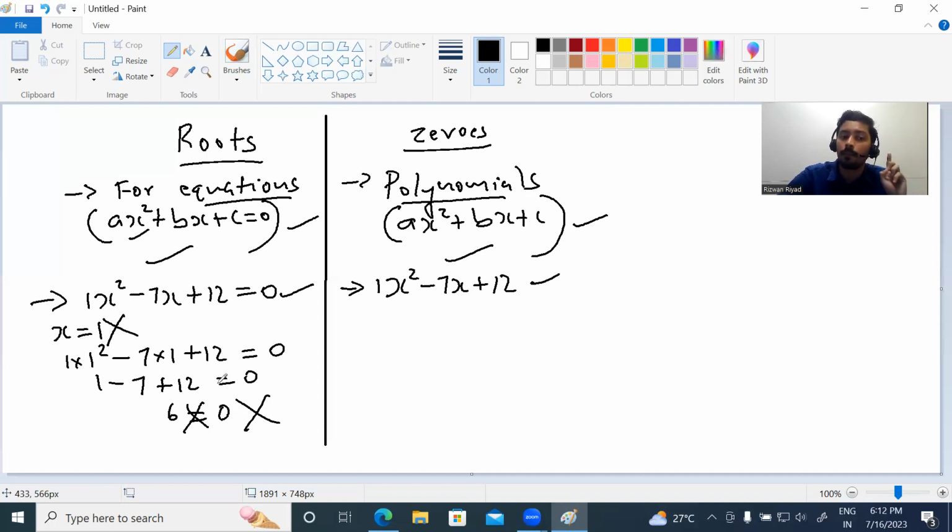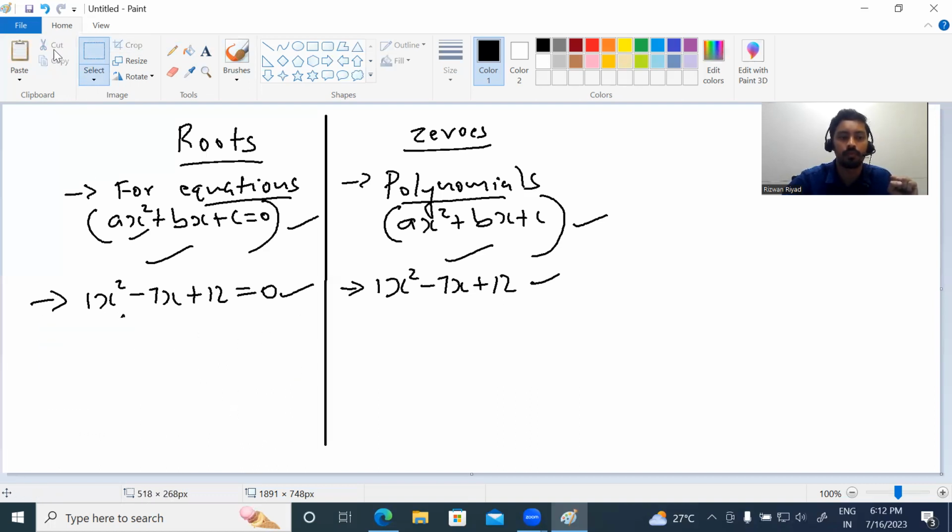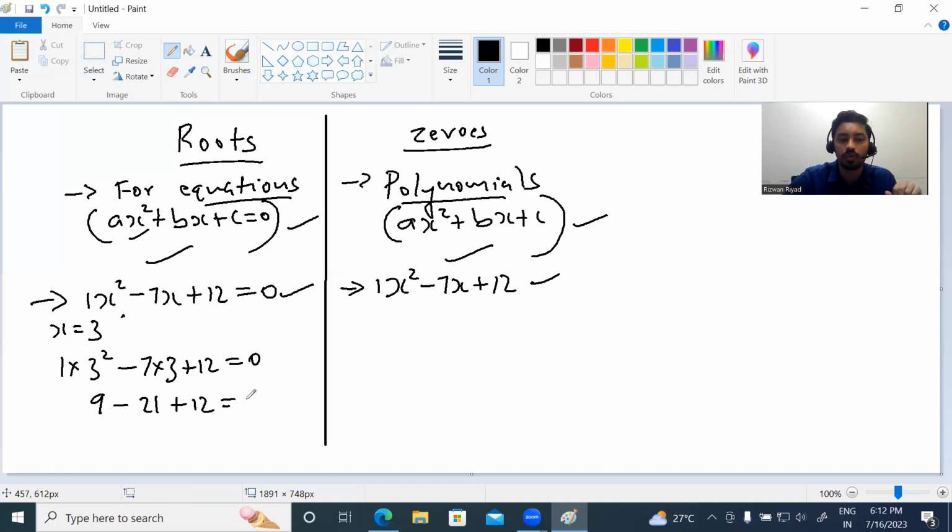Now let's put 3 in the place of x. Okay, now I'm going to put 3 in the place of x. x equal to 3. So what will happen? 1x square becomes 1 into x square, that is 1 into 3 square. Substitute 3 in the place of all x. Minus 7x becomes 7 into 3, plus 12 equal to 0. Let's see whether it's correct or not. 1 into 3 square is 9. 3 square is 9. 1 into 9, 9. So 9 minus 7 into 3, 21, plus 12 equal to 0.